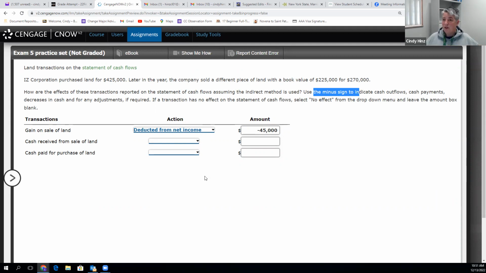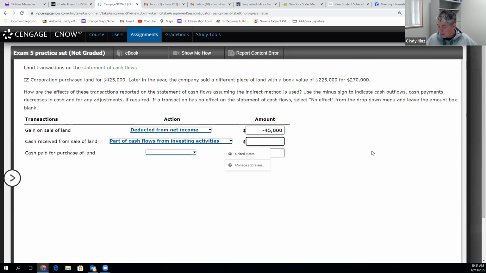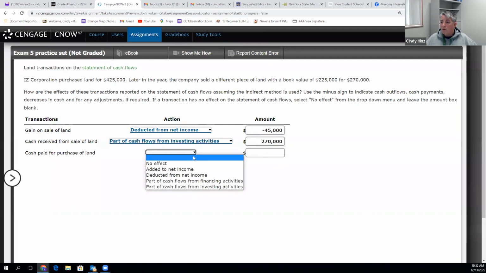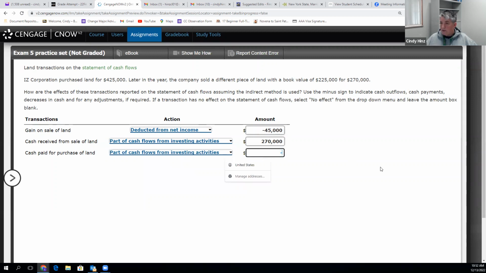In the investing section, though, as we buy and sell land, we would show the actual cash received and cash paid. That's the direct approach. So cash received from sale of land would be shown in the investing section. Buying and selling of plant assets, fixed assets, and financial assets, all of those are things that you might see in the investing activity section. We sold it for $270,000, and so we would show it as a cash inflow of $270,000. When we bought more land, again, it would be an investing activity. This would be a cash outflow, and it tells us that we paid $425,000 for that.